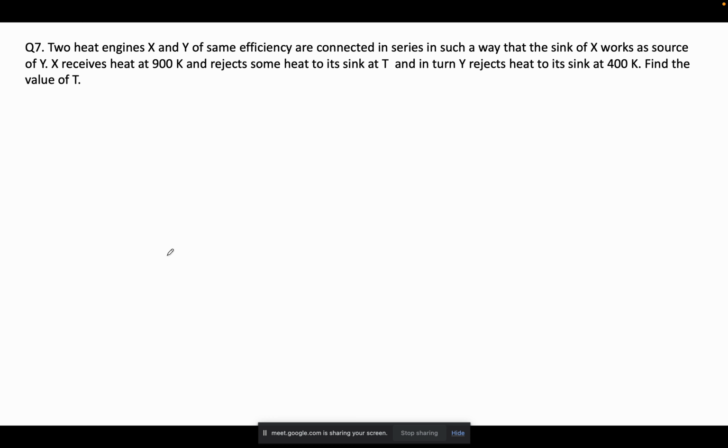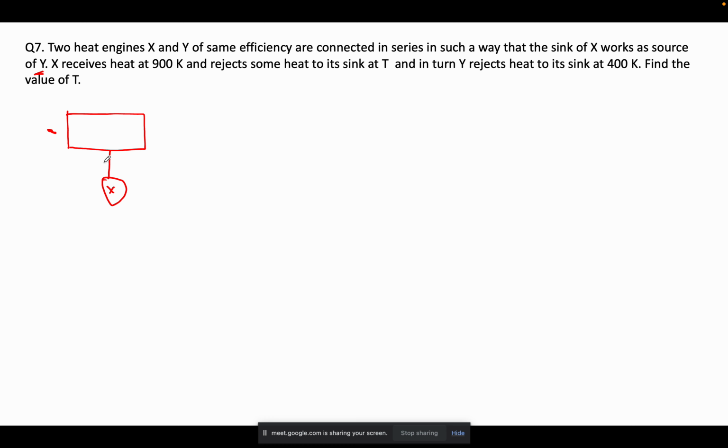Two heat engines X and Y of same efficiency. In the other case it was same output, now it is same efficiency, and they are connected in series in such a way that the sink of X works as the source of Y. Now X receives heat at 900 Kelvin and rejects some heat to the sink at T, and then in turn Y rejects heat to its sink at 400 Kelvin. Now they have named the heat engines X and Y, nothing else. This heat engine they have named as X.